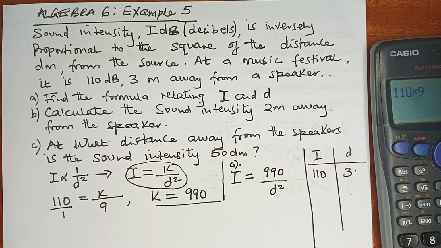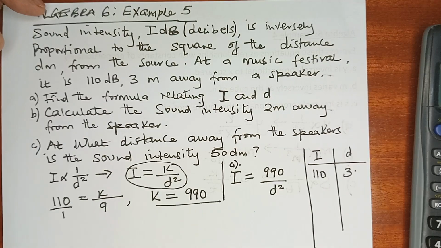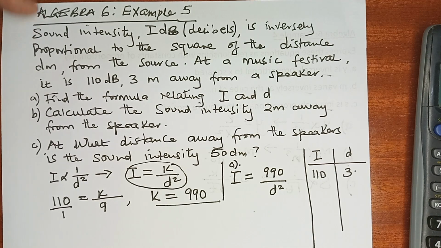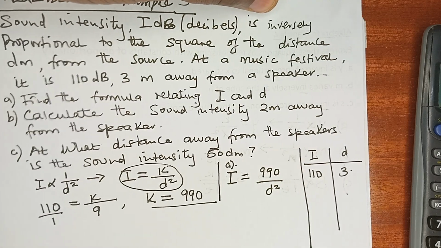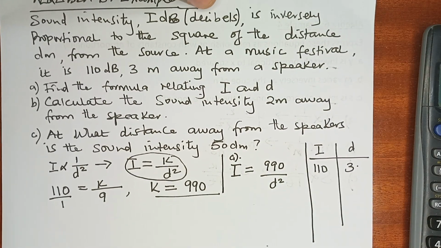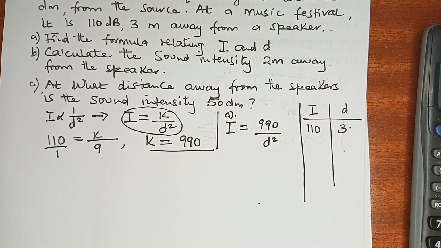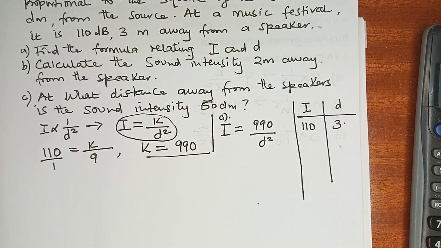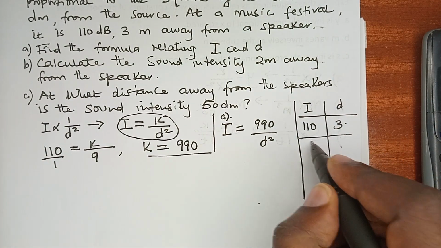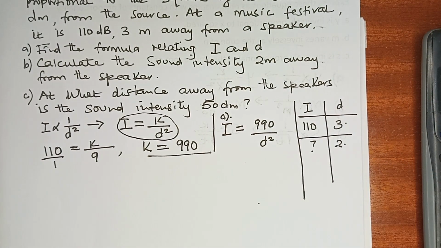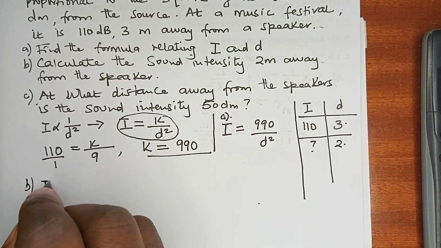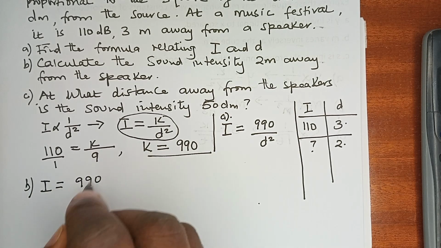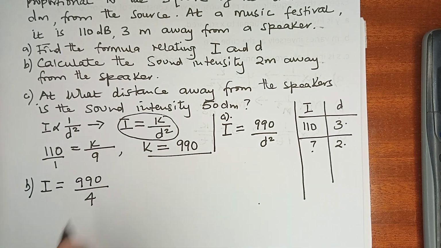What about part B of the question? Part B is asking, calculate the sound intensity 2 meters away from the source. We just substitute in the formula. It is the intensity we don't know, but the distance is 2 meters. So intensity I is equal to 990 all over 2 squared, which is 4.